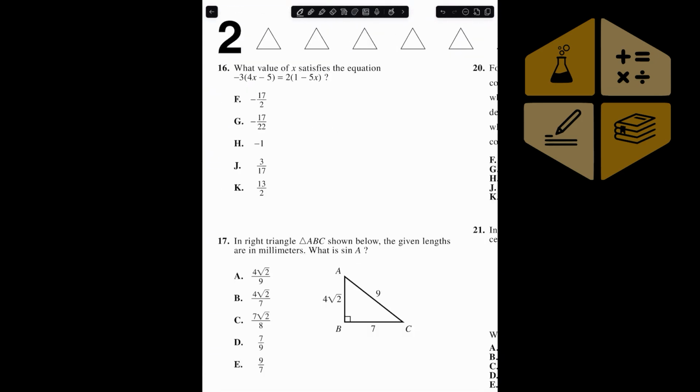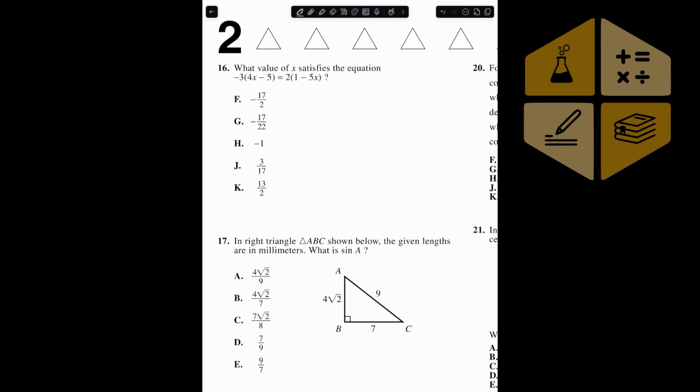Okay, number 16, what value of x satisfies the equation negative 3 times 4x minus 5 equals 2 times 1 minus 5x? There are 2 different ways to solve this problem. One of them, of course, is just to solve for x, and that's what I'm about to do.